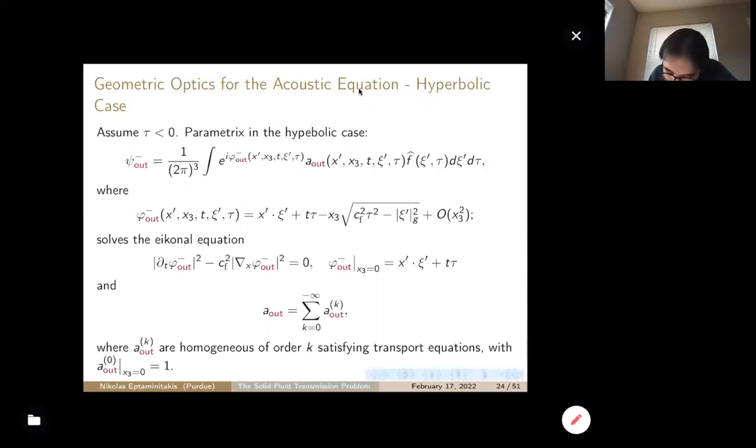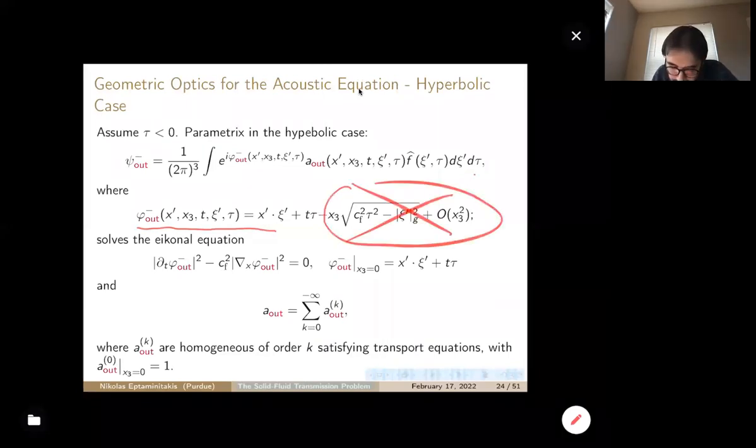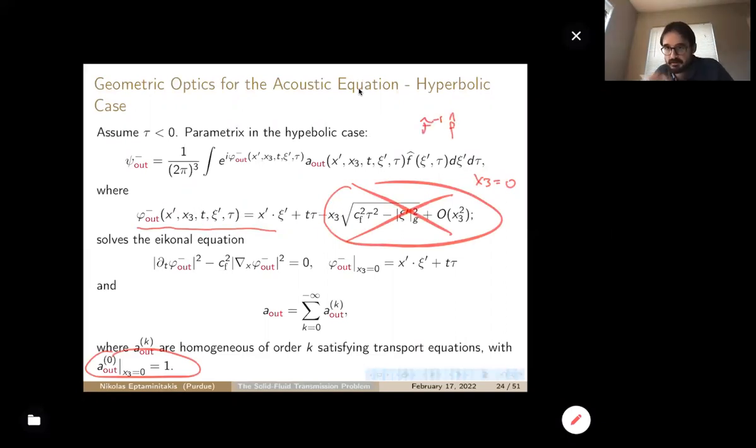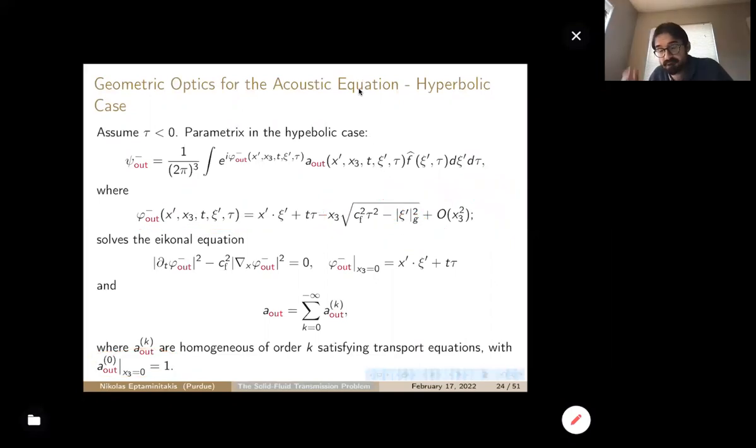Now, I should say, here you can notice what happens when we are at the hypersurface, the timelike hypersurface, which is given by x3 equals 0. Notice by this asymptotic expression for phi outgoing that this part is going to be 0 when x3 is 0. And here we have this expression equal to 1. So basically we get the inverse Fourier transform of f hat, which gives us f. So that gives us the correct Cauchy data, the correct Dirichlet data at the hypersurface.